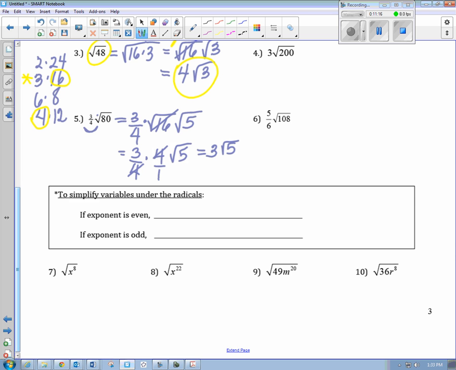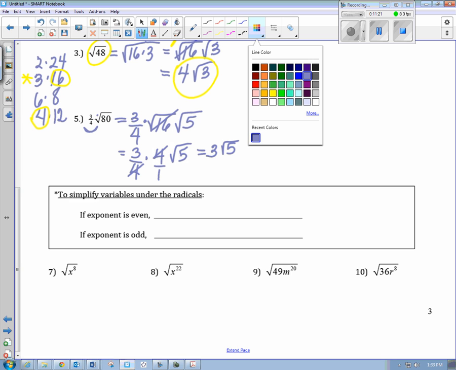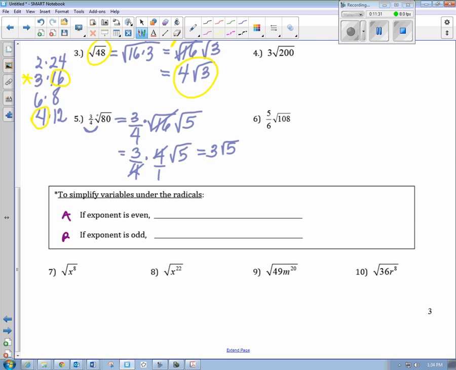So if you take a look at the next section, it talks about what happens when there's variables underneath the radical. If we have variables under the radical with exponents on them, it's classified into two categories, type A and type B. Type A is when your exponent is even. So if your exponent is even, the rule is that when you're taking the square root of a variable with an even exponent, your answer is going to be x to the whatever your even number is divided by 2.